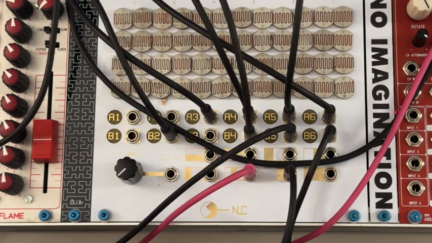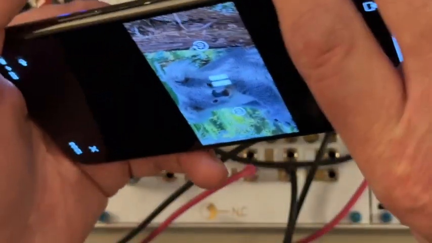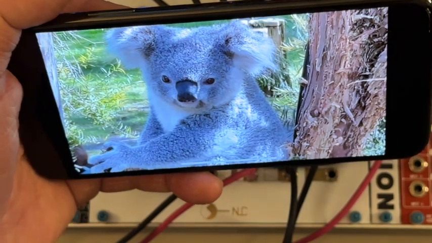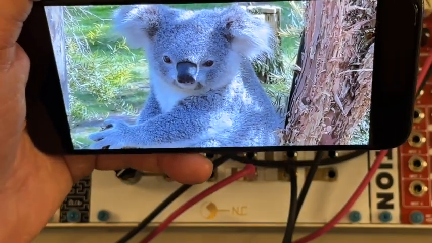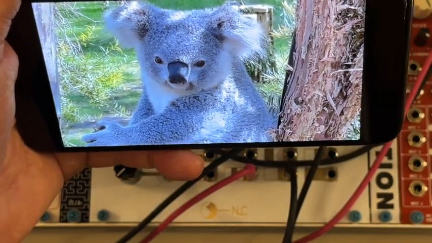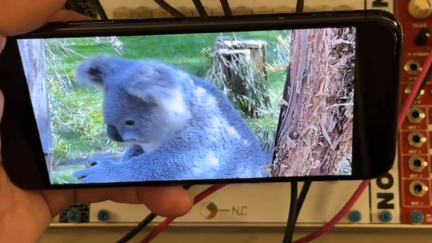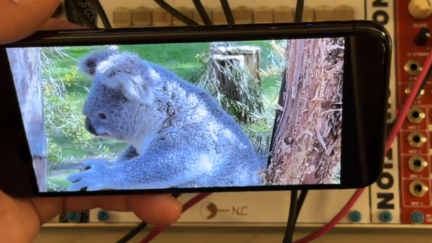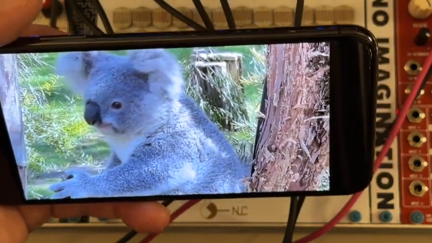So I've got this film of really adorable koala bears. Andrew is in Australia, so I figured that might be a nice Australian thing to look at. And these koala bear videos are now going to control the synthesizer. So let's have a look at that.